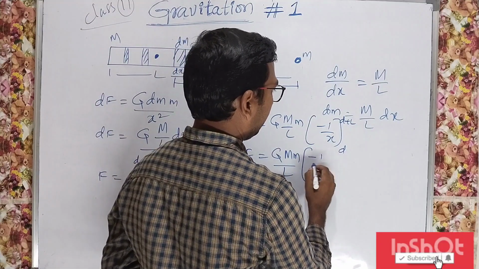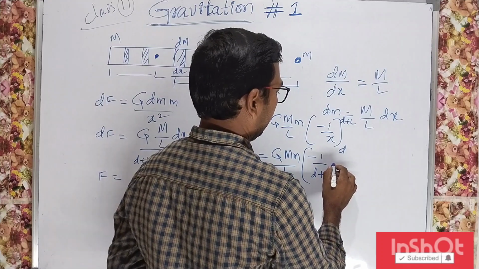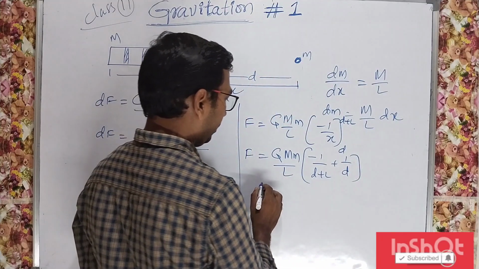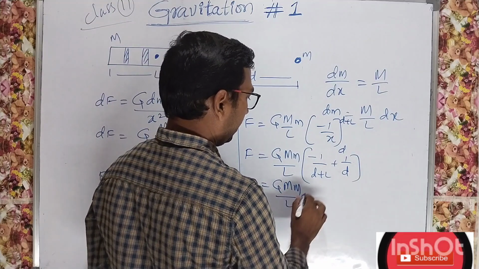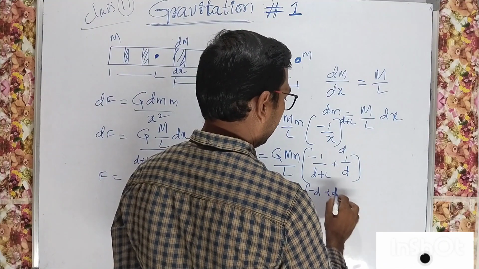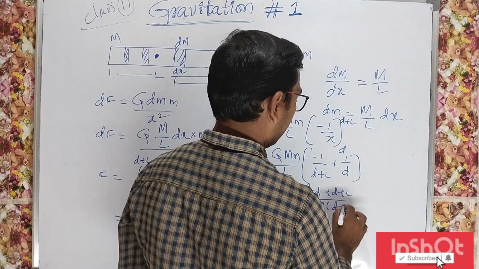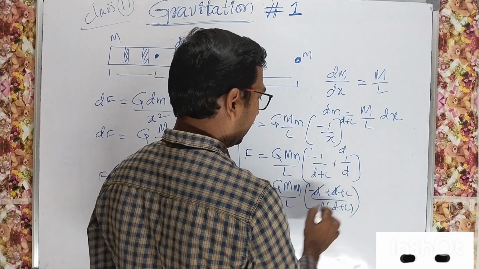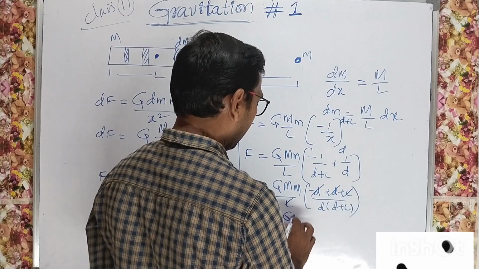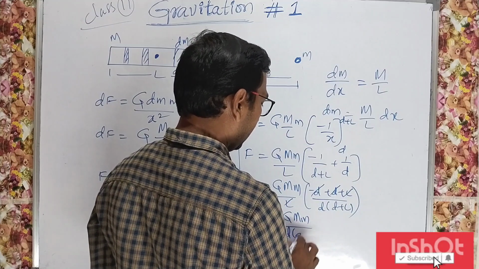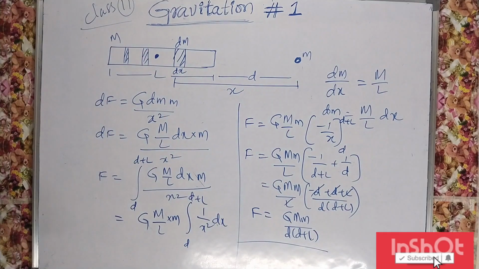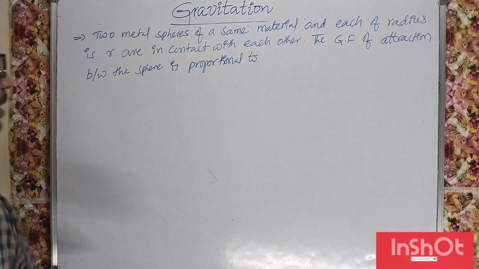F is equal to capital G capital M small m by L, into minus 1 by d plus L, minus of minus, plus 1 by d. Taking the LCM, we get d minus d plus L by d of d plus L. Here d minus d cancels, L is cancelled, and the remaining term is capital G capital M small m by d of d plus L. This is the gravitational force.